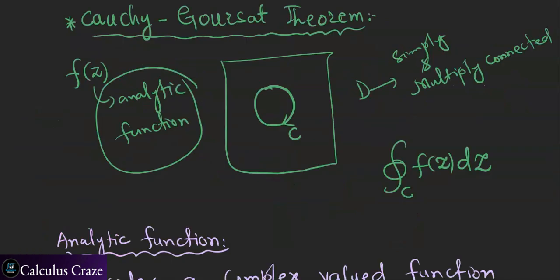One more thing I need to mention: when I was saying that this should be positively oriented, that means it should be counterclockwise oriented, right? When I was defining in the start, I was saying that I need to have an analytic function, either a simply connected or multiply connected domain, and a contour which is positively oriented. Positively oriented means counterclockwise.